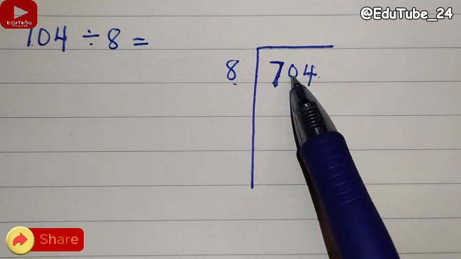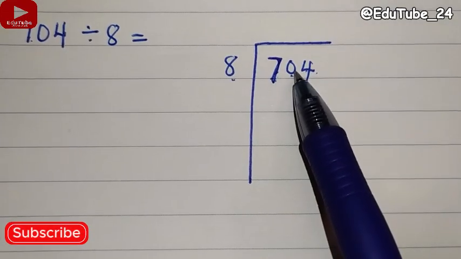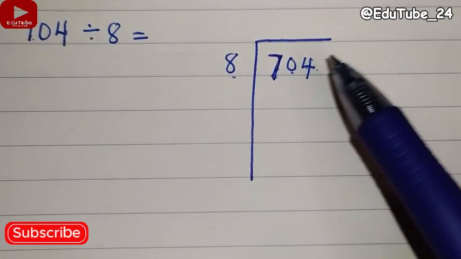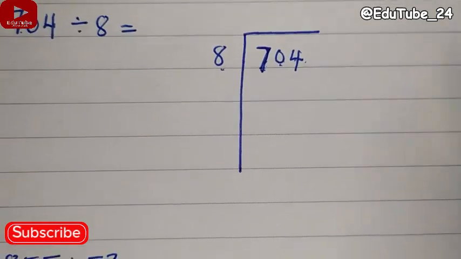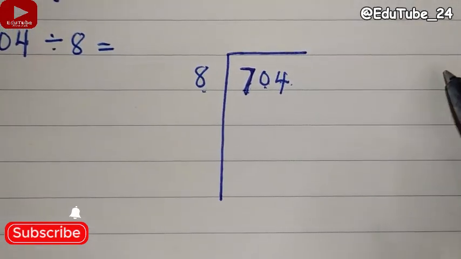So what do I do? I will attach the next digit, which is 0. So 0 and 7 together makes what? 70. Then I will ask, how many 8 can go in 70? I will need to check to find out how many 8 can go in 70 by using my multiplication table or writing out my multiplication.